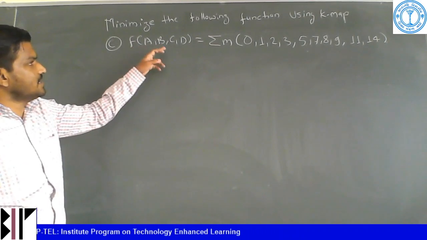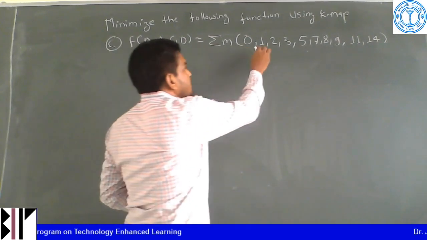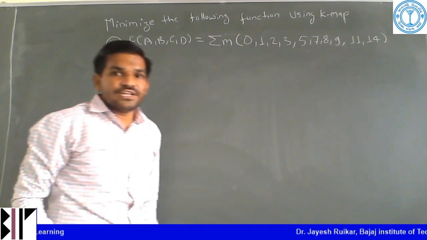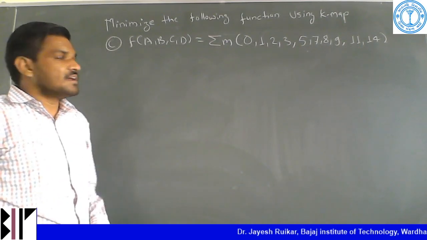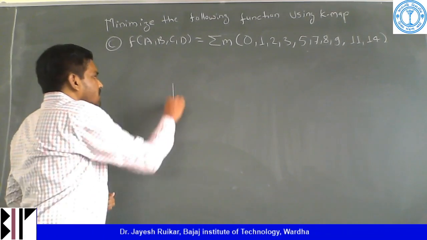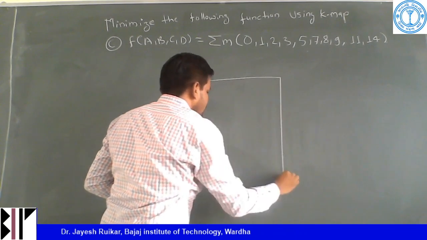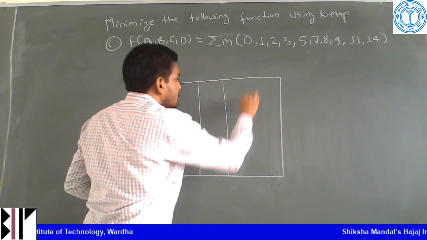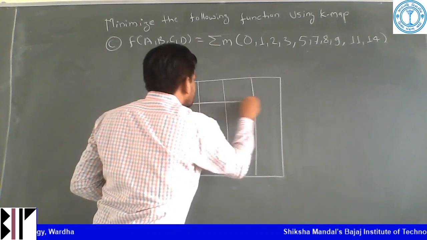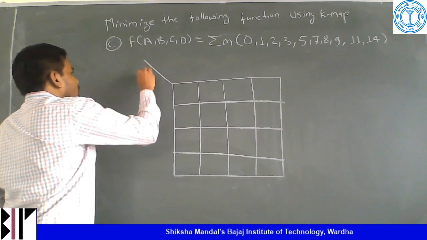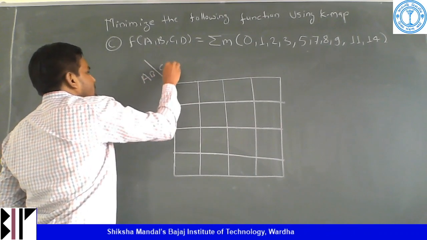Now let us take another example. Function of A B C D is equal to summation m 0, 1, 2, 3, 5, 7, 8, 9, 11, 14. These are the min terms that have been given. Now you can see that this is 4 variable, so I am plotting a 4 variable K map. It has 16 cells, starting from 0, and 4 variables A, B and C, D.